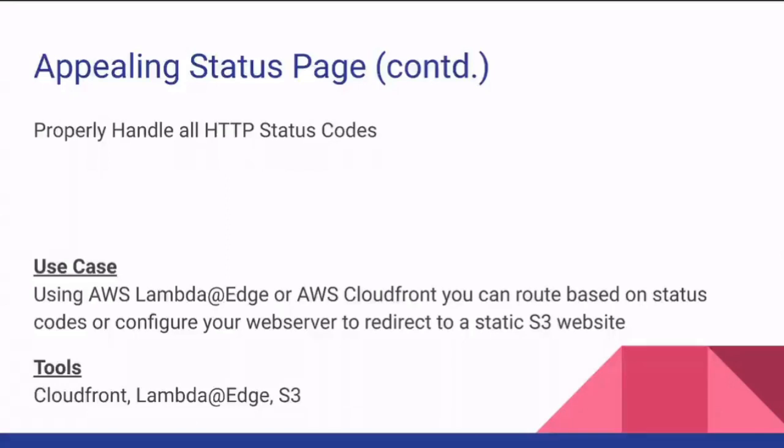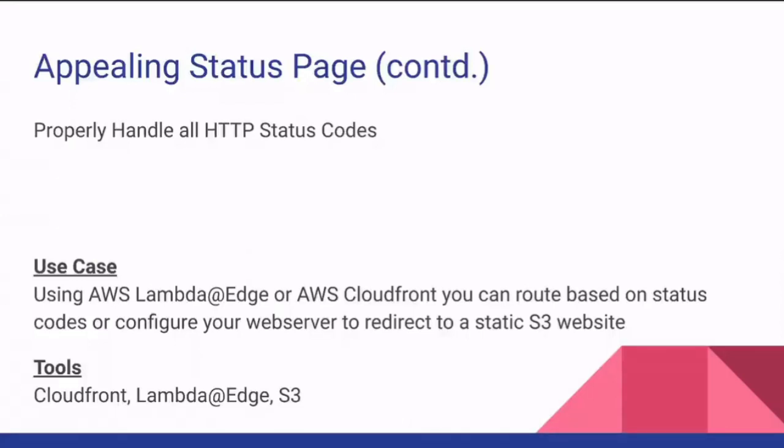So what you can actually do to give the user an appealing experience is to either use AWS CloudFront, which you can use to route requests to your S3 where you store your website. Or if you don't use AWS, you could configure your web server to say, okay, when there's a 500 error, route to this particular website, which could be a website in S3.